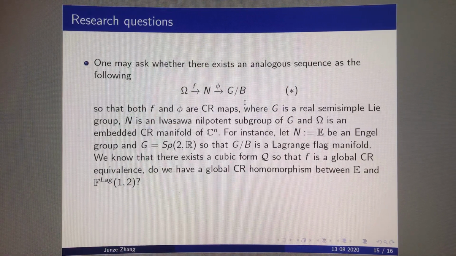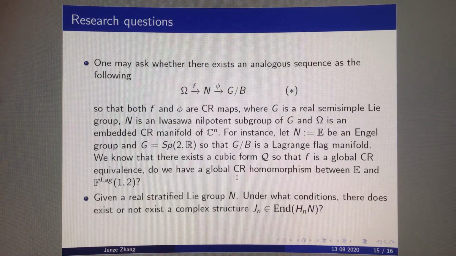We also notice that by the Bruhat decomposition, J mod B is the disjoint union of the N orbits, and N, the Iwasawa nilpotent subgroup, is an open and dense subset of J mod B. Also, J mod B is a compactification of N. So in other words, what we really want to show is that the CR structure on N can be preserved by a compactification like this. So this is the first question.